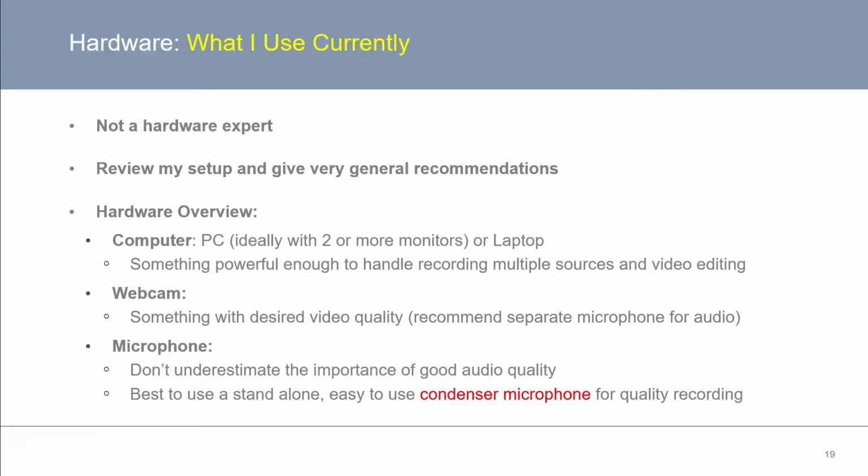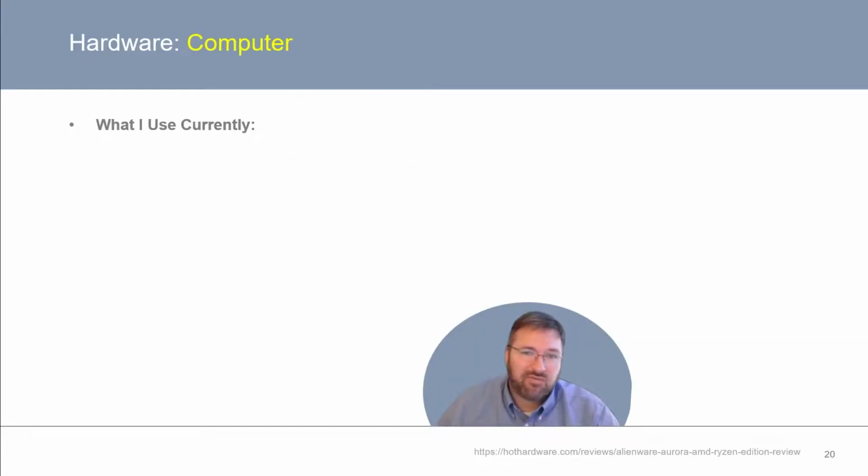Next, you need a microphone. Yes, you can use the microphone on your webcam, but this is likely to give you much poorer quality audio capture. Probably the most important thing you can invest in is a decent microphone for your recording. So for example, something like a condenser microphone. Now let's dive into each of these pieces of hardware.